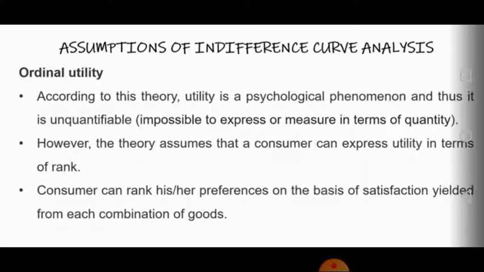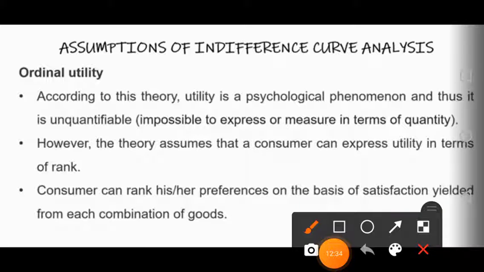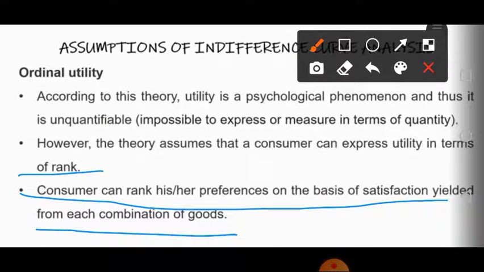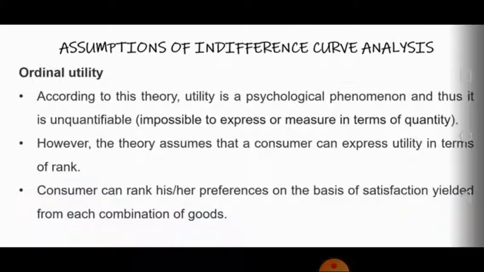Ordinal utility means, according to this theory, utility is a psychological phenomenon and thus it is unquantifiable. However, the theory assumes that a consumer can express utility in terms of rank. In the previous approach, we expressed satisfaction in terms of money or in numbers, but here we are giving a rank to the utility. The consumer can rank his preferences on the basis of satisfaction yielded from each combination of goods, so we can rank which combination is giving more satisfaction.